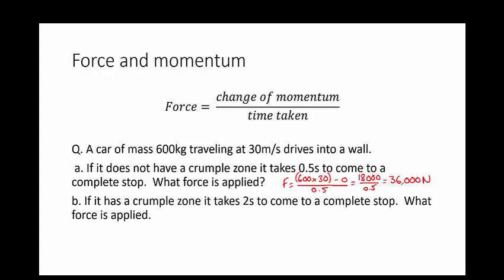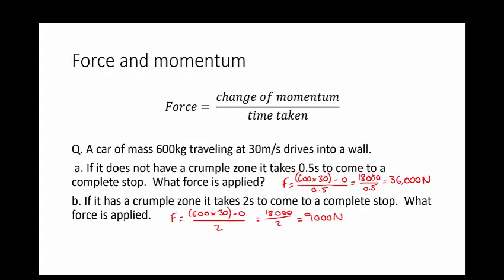Part B, if it has a crumple zone, it takes only 2 seconds to come to a complete stop. So what force is applied then? So again, the change in momentum is 600 times 30 minus 0, but this time we're dividing by 2. So again, it's 18,000 but divided by 2, which gives us 9,000 newtons.